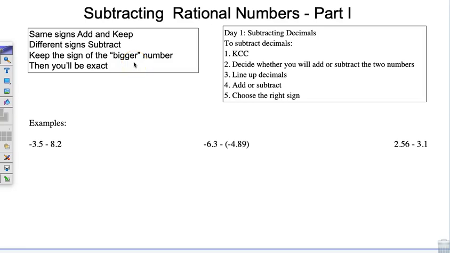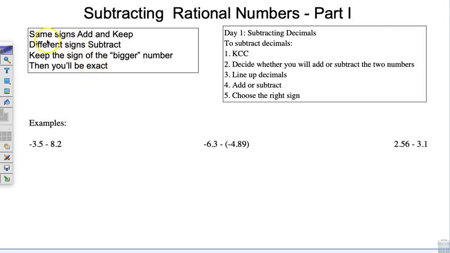Today's lesson we will be subtracting rational numbers. I divided the video into two parts, so this is part one. I placed our poem up here in the left corner. I thought it might be helpful for you.